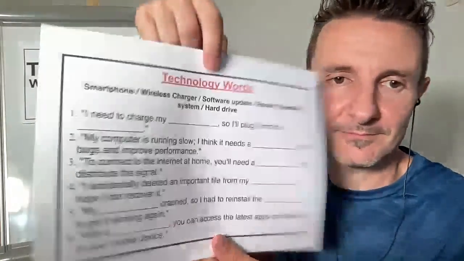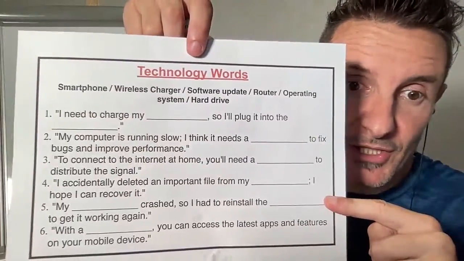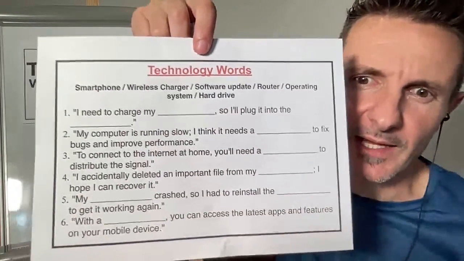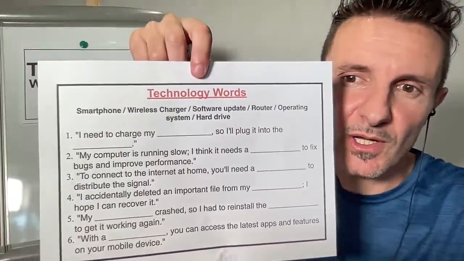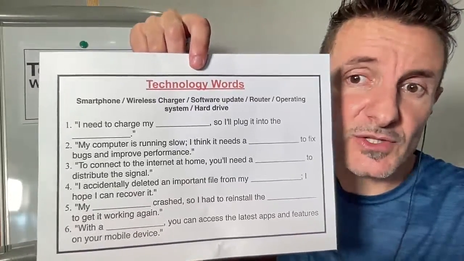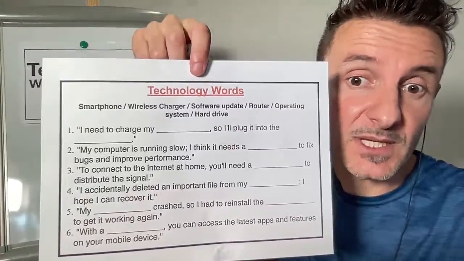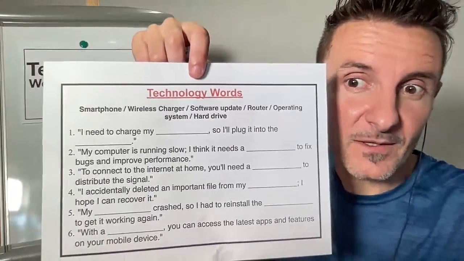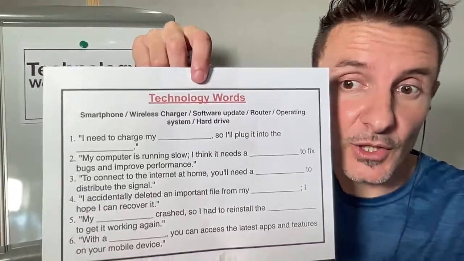I'll do it from here. Number 5. My something crashed, so I had to reinstall the something to get it working again. So crash means if something breaks, it doesn't work anymore. So what can crash? What can break on your computer? So you need to try to reinstall it. If you reinstall something, it means you put a new one inside, but this is software. Okay, so what can crash? What can break down on your computer?